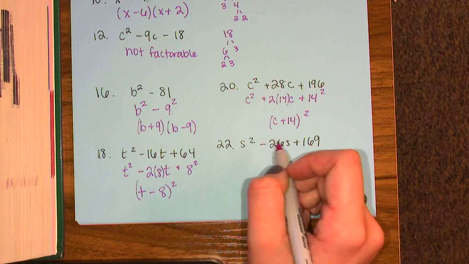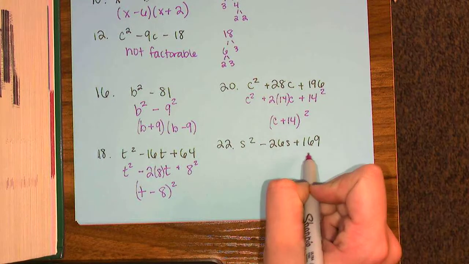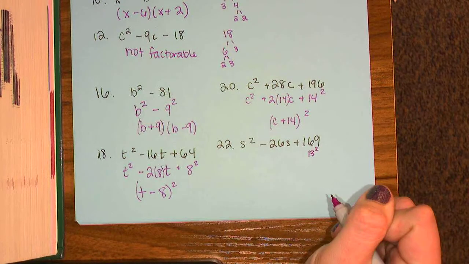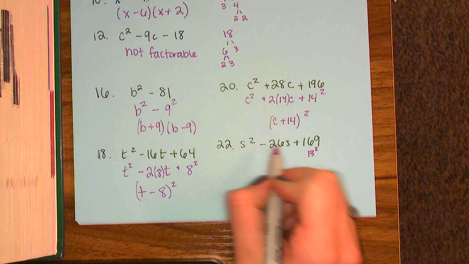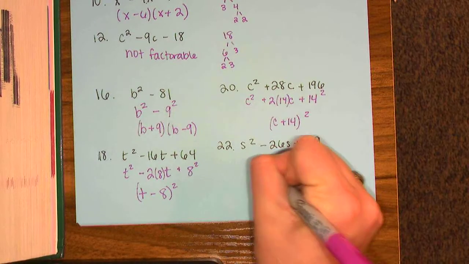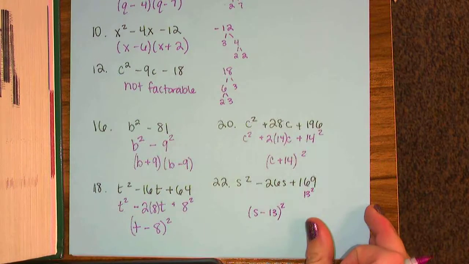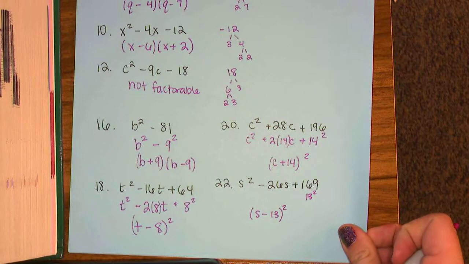So here, I'm not going to write out this step. Hopefully you know that 13 squared is 169. So this is just going to be s minus 13, all that squared. So that's all you have to do for that one.